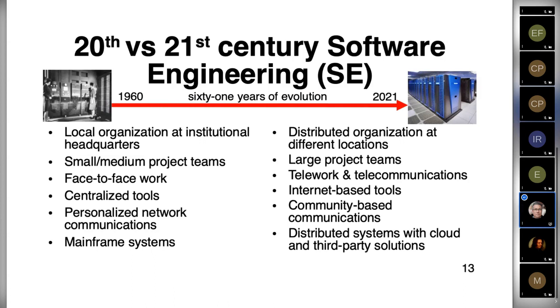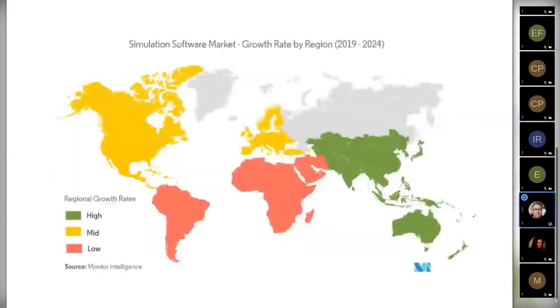Taking all these characteristics in mind, we can, for example, look at this simulation of the software market growth rate by region, done by Mordor Intelligence.